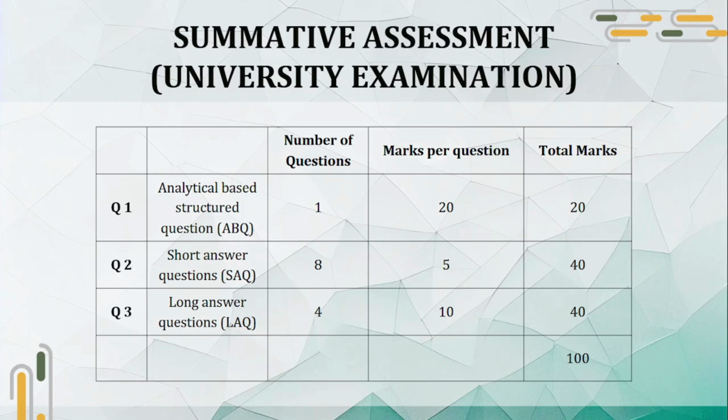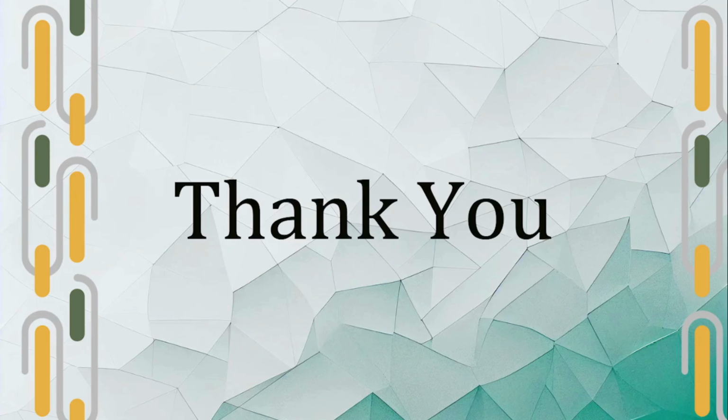For the summative assessment, that is the university examination, this is the structure of your paper. There will be one ABQ of 20 marks. There will be 8 questions of 5 marks each, also called short answer questions, making a total of 40 marks. There will be 4 LAQs of 10 marks each, making 40. So 20, 40, 40: a 100 mark paper for both research methodology and statistics, 100 marks each.